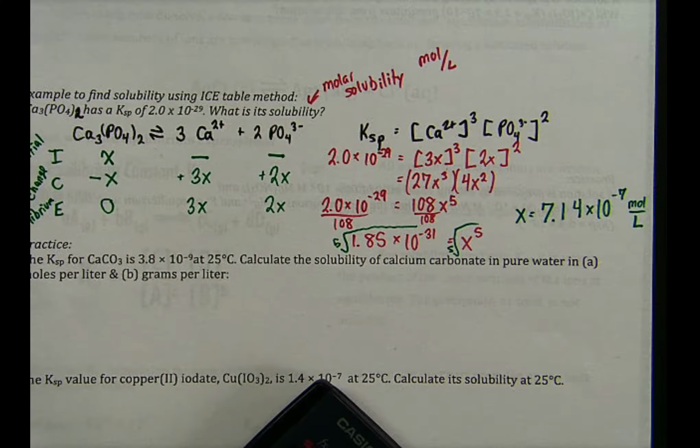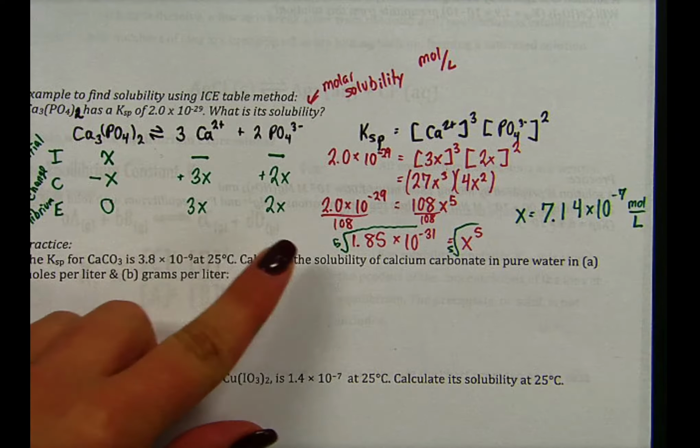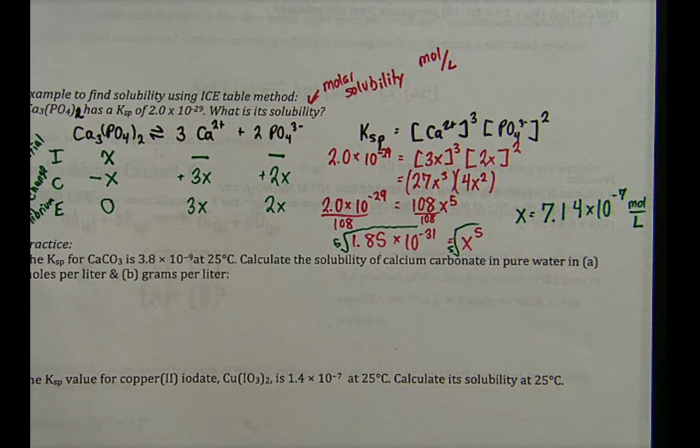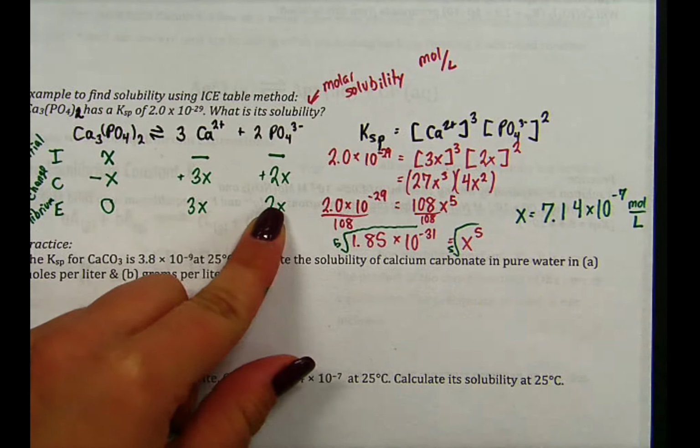If we wanted to find our moles of calcium ions in solution, we would multiply it by 3. If we needed to find the molar solubility or how much phosphate ions would be, we would multiply it by 2.